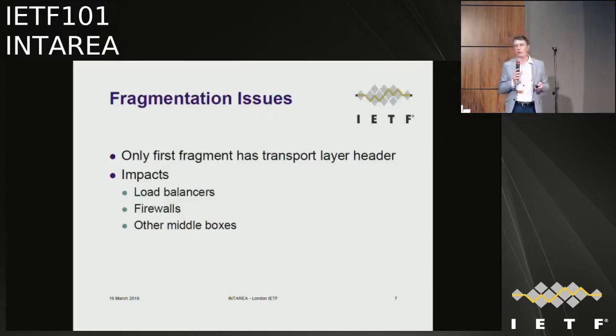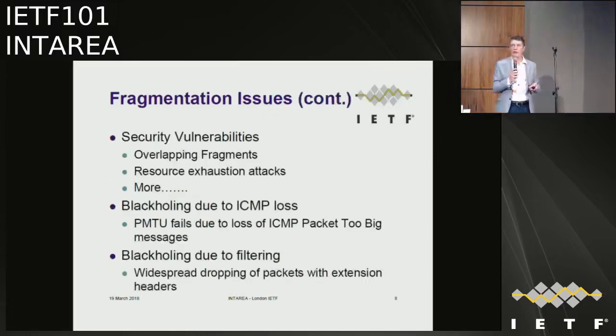There are some other well-known problems with fragmentation that don't have to do with the transport layer header not being in subsequent fragments. There are bunches of security vulnerabilities that have been documented over the years. Overlapping fragment attacks, like the Rose attack, resource exhaustion attacks, and many more. We won't go into them now. They're in the draft. But there's an interesting problem around TCP loss, around ICMP loss.